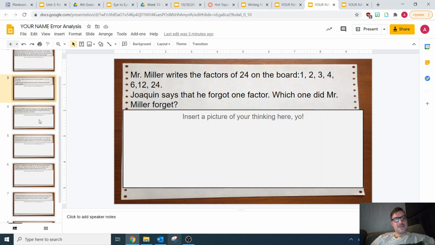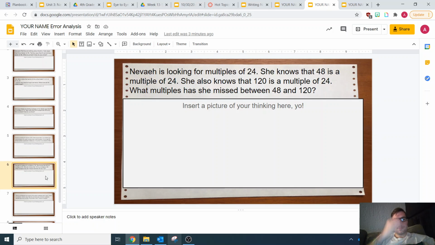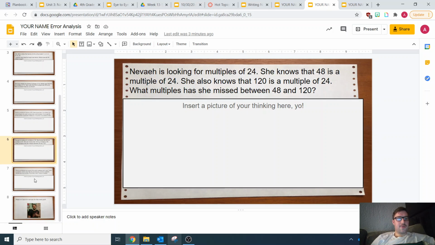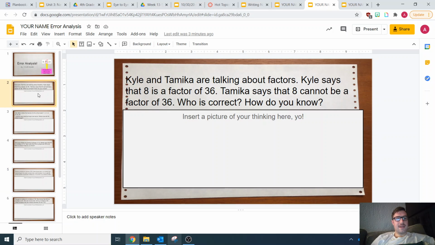Some of the questions will be talking about factors. Some of them will be talking about multiples. So make sure you're reading the question carefully. And I think you guys have got this. Let's keep up the good work, guys.